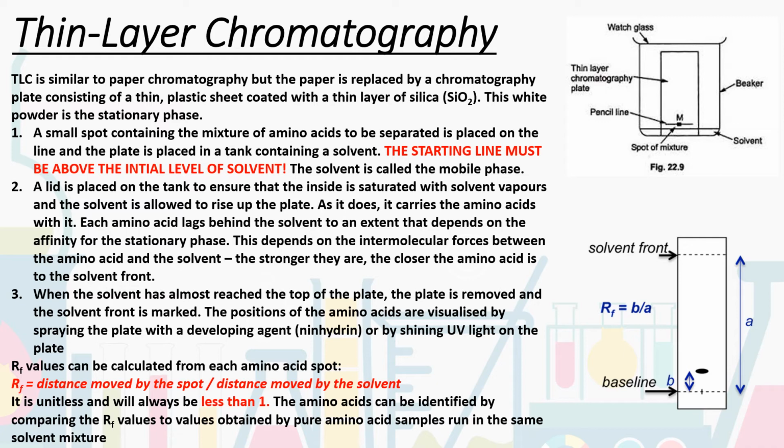And so the amino acids can then be identified by comparing these Rf values to values obtained by pure amino acid samples run in the same solvent mixture. So these Rf values can be found online or in textbooks, and you just simply compare the two, and that can tell you what amino acids you have in your mixture. Now it's not 100% efficient, because if you've got two amino acids that have very similar Rf values, it could be that you only see one spot on your plate, when actually really there's two spots there. They've just overlapped and it looks like one spot. But generally, for a first approximation, it's a very, very useful technique to be able to separate out and identify our amino acids.